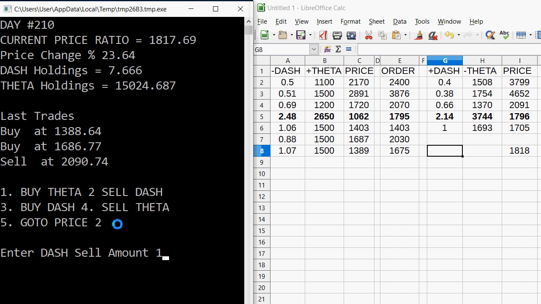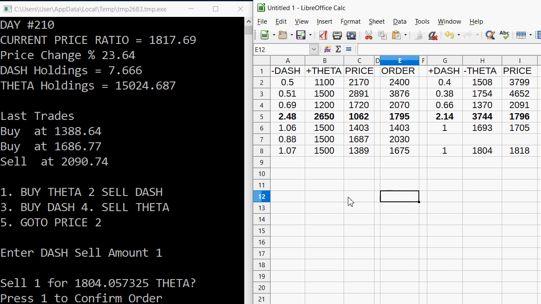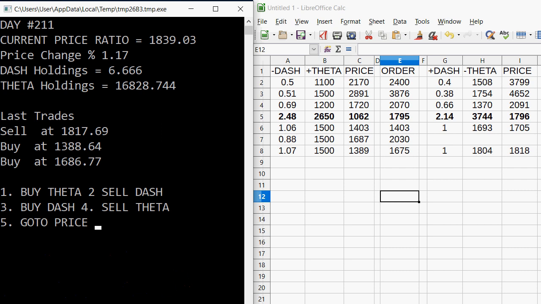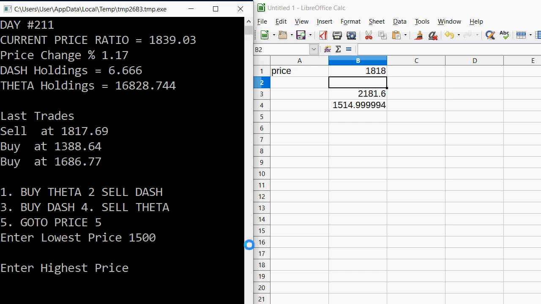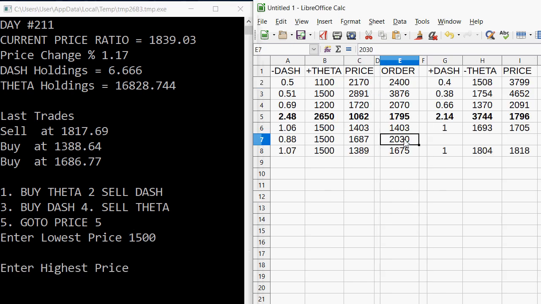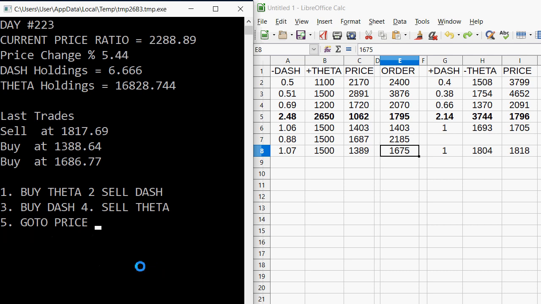We had 1.07. If we sell an even one, there's a beautiful gain. A beautiful gain. 1804. That's a gain of over 300. I like that. That's how you play the game. And now we can even increase this number. Let's just see what 1818 gives us. It gives us, let's say, 1500 and even 2185-ish or so. And we get even 100 higher than that, 2289.